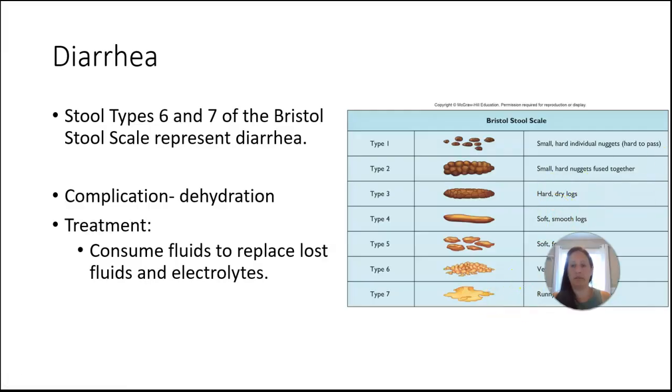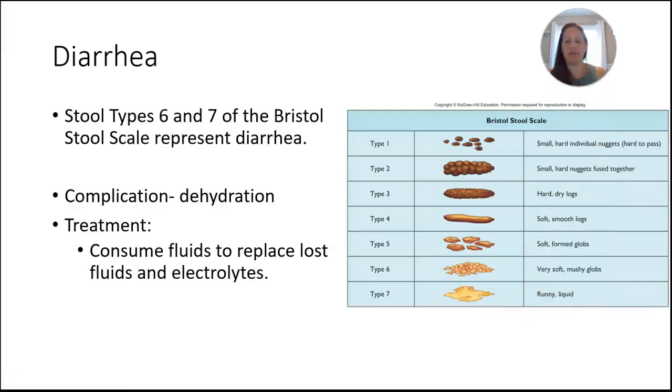Okay, let me move myself. So here's that Bristol stool scale again. So types 6 and 7, okay, would represent diarrhea. A complication that can come from having diarrhea is dehydration.